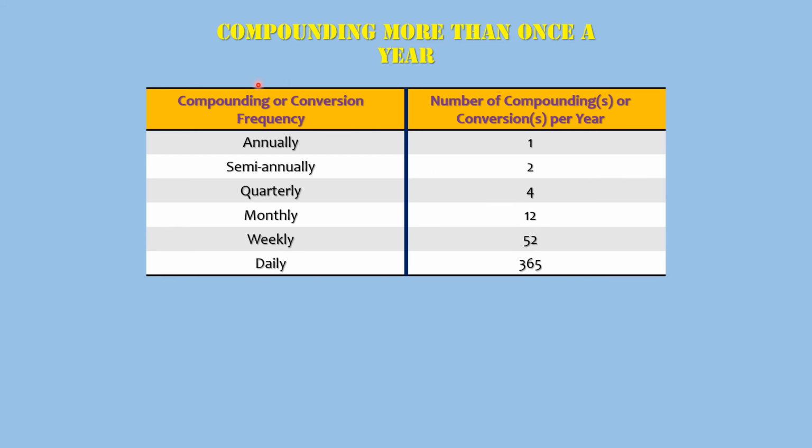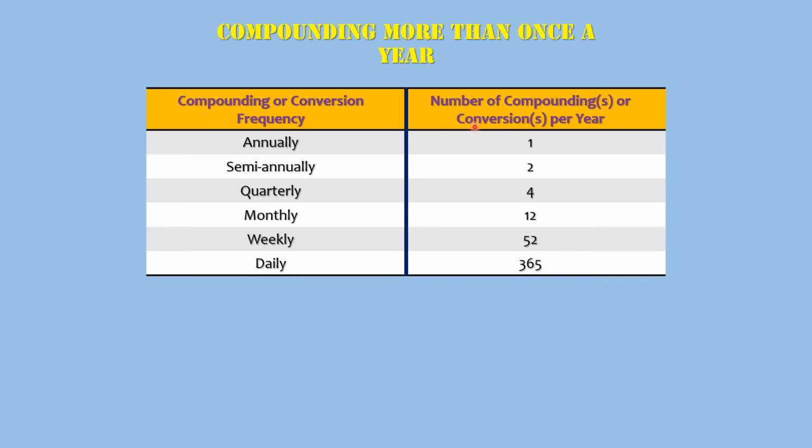Okay. Let's proceed to compounding more than once a year. So, paano naman pag ang interest ay kinompound more than once a year? Hindi lang isang beses sa isang taon, kundi madaming beses pa. Okay. So, ito yon. Let me show you the table here. On the first column, we have here the compounding or conversion frequency. As what you can observe on our previous examples, ang lagi doon ay annually. Yearly, di ba? So, annually, aside from annually, we have semi-annually, quarterly, monthly, weekly, and daily.